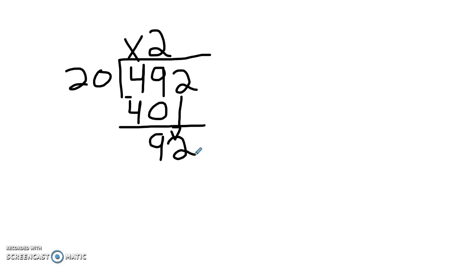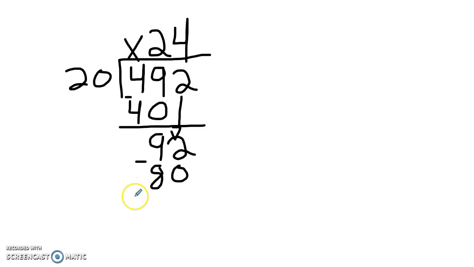And I have to think to myself, using my multiplication facts, how many times can 20 go into 92? Well, I can think 20, 40, 60, 80. Oh, then it goes to 100. So it is 4 times. And you might need to do multiplication to the side to check that. 20 times 4 is 80.